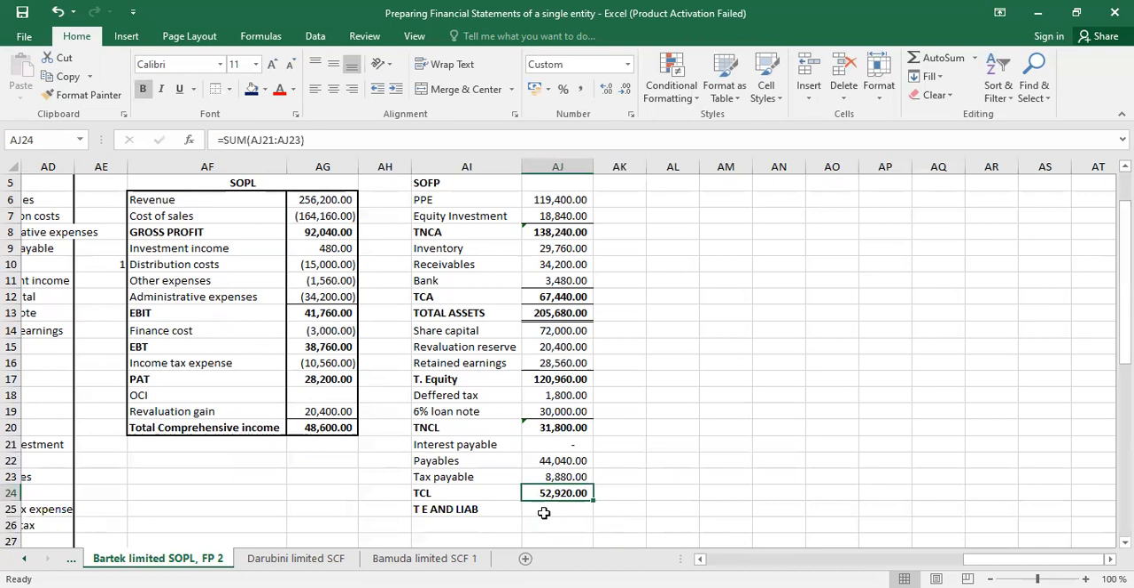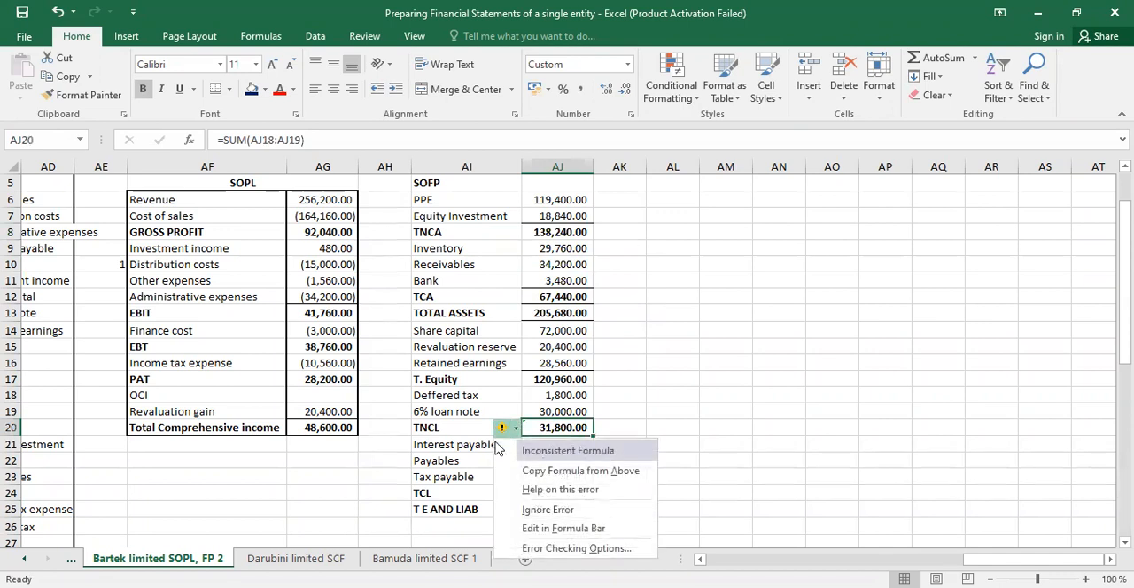Then, our total equity and liabilities equals our total equity plus our total non-current liabilities plus our current, isn't it? Control Bold, Alt HBU, isn't it? I told you the green part is just for error checking, so we'll ignore the errors because the formula is different. It is an inconsistent formula. It just doesn't look like the others, but we don't want them to look like the others.